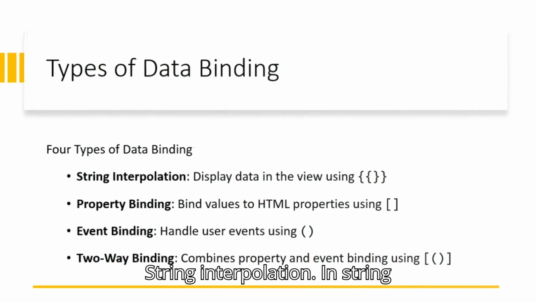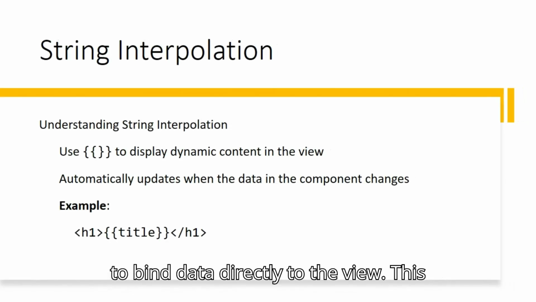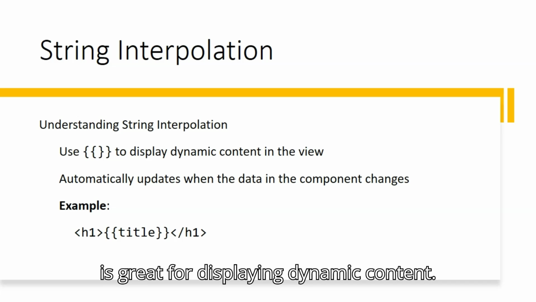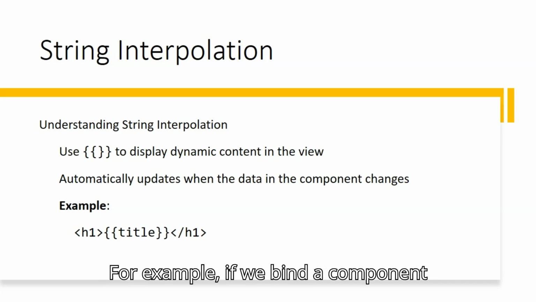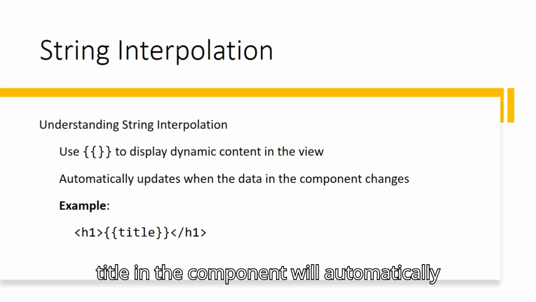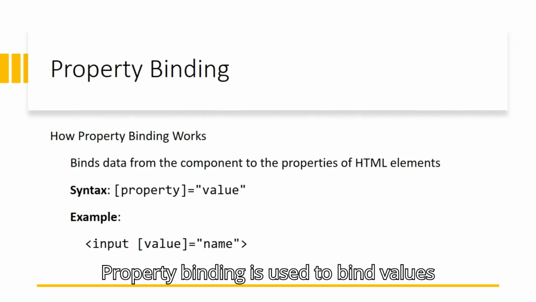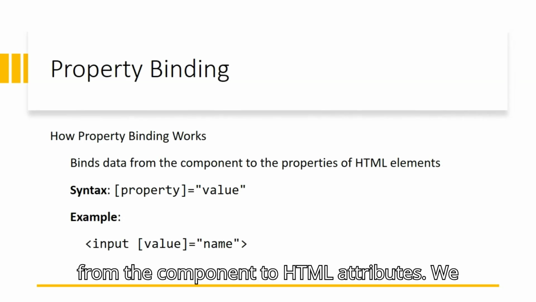String interpolation. In string interpolation, we use double curly braces to bind data directly to the view. This is great for displaying dynamic content. For example, if we bind a component property called title, updates to title in the component will automatically update the view.